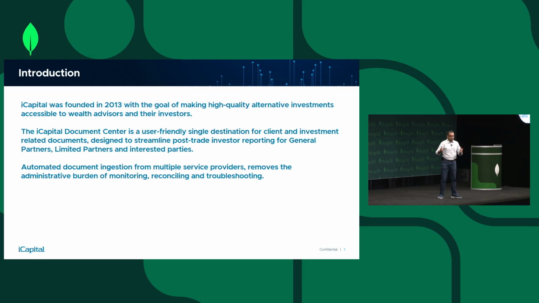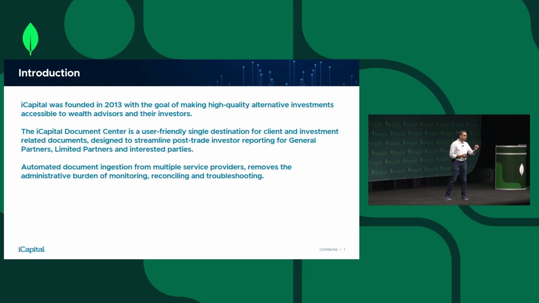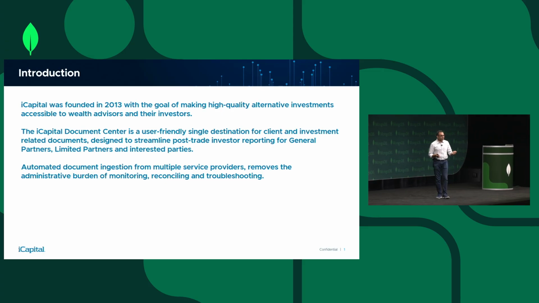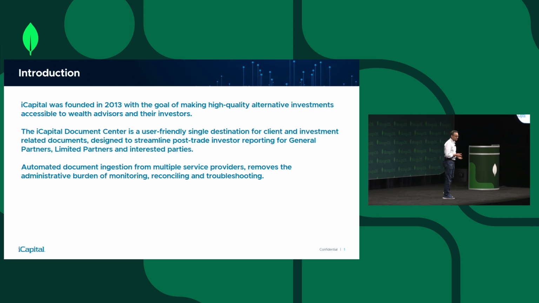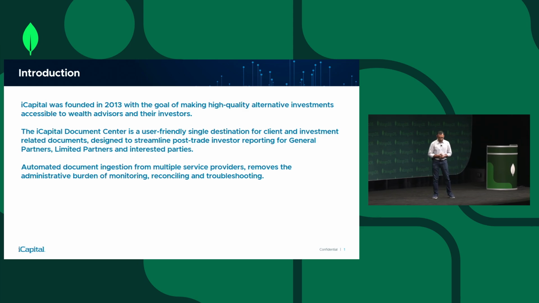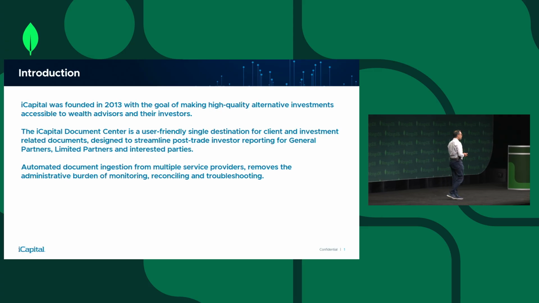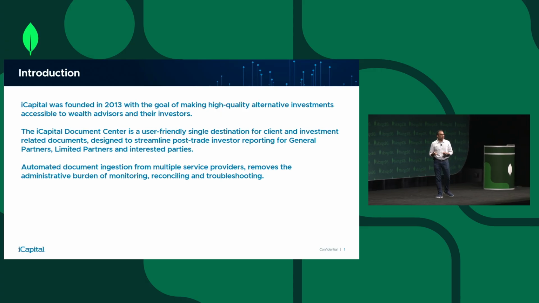The alternative space is a very fragmented space, and let me take a step back and talk to you about what an alternative investment is. It is a class of investments that sits outside of the scope of traditional investments such as stocks, bonds, equities, etc. It was a very fragmented space in 2013, and one of the founding tenets at iCapital was to create cohesion in this space through innovation and architecture.